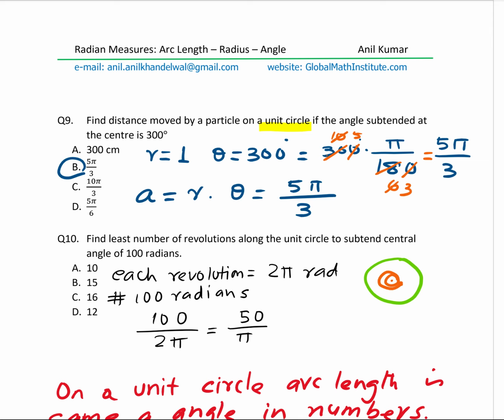So you can use a calculator to divide this, or you can say approximately pi is equal to 3.14. So dividing by 3 could actually give you the answer, but it is always better to divide it using a calculator. So when I divide 50 by pi, I get a value which is 15.9. So that 15 will give you just short of 100 radians, right? And therefore, the correct answer is 16.